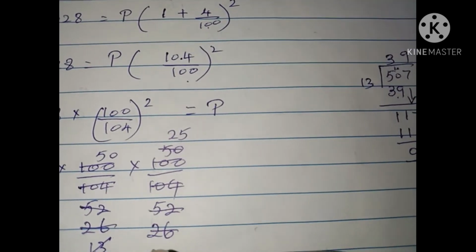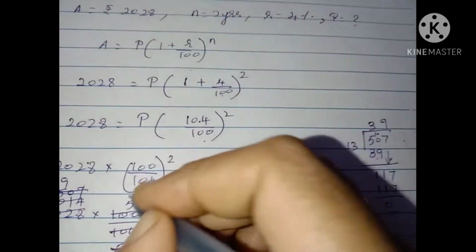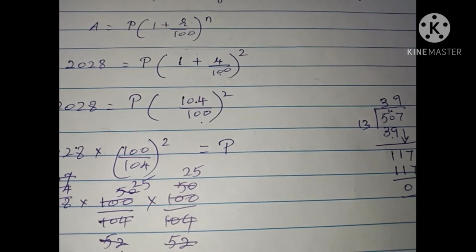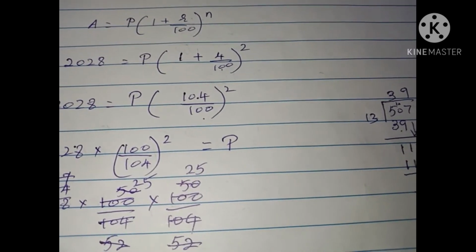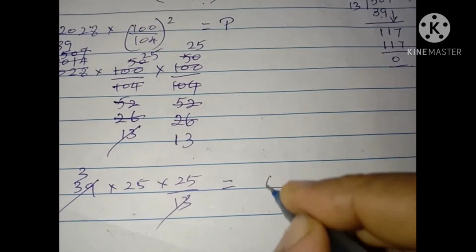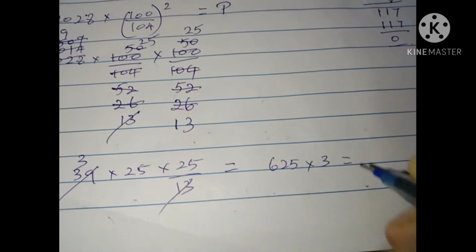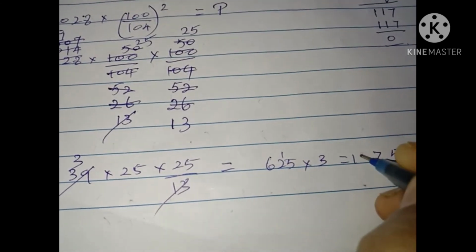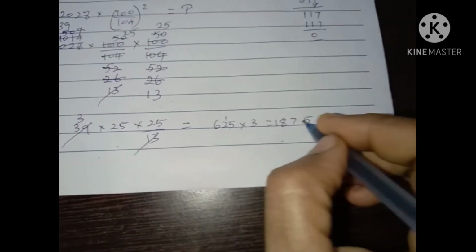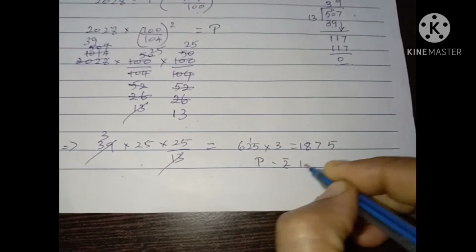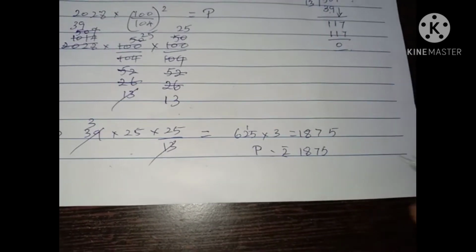With the 2 table, 2 1s are 2, 2 3s are 6, here 25, which is equal to 39 into 25 into 25 by 13. Here in the 13 table, 3 times. 25 into 25 is 625. 625 into 3: 5 threes are 15, 6 threes are 18, 7... So 1875 is your amount. Principal P is equal to rupees 1875.